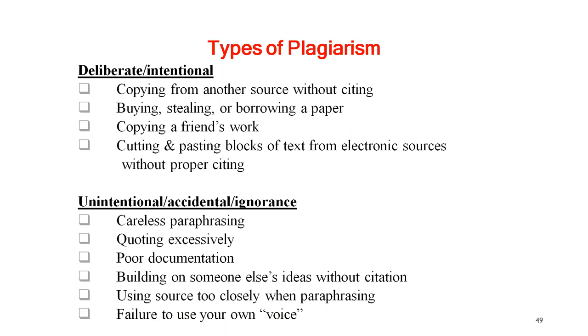Types: intentional and unintentional. Intentional: copying from another source without citing, intentionally not citing the person who is credited for it, buying, selling or borrowing a paper, copying a friend's work, cutting or pasting blocks of text from an electronic source without proper citing. Unintentional: careless paraphrasing, which is also important, quoting excessively, poor documentation, building on someone else's idea without citing, using a source too closely when paraphrasing, failure to use your own voice.